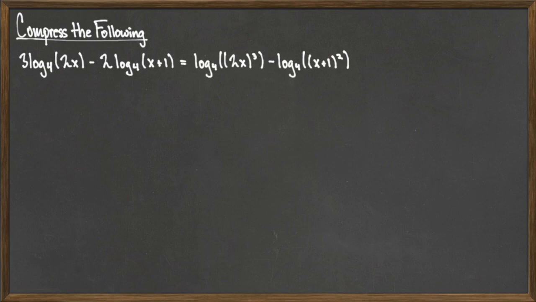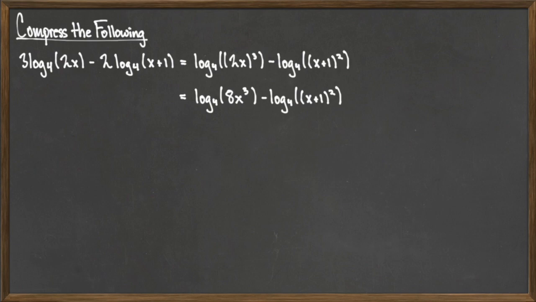This is going to give me log base 4 of 2x raised to the third minus log base 4 of x plus 1 quantity squared. Now let me simplify the terms inside. By applying those powers of 3 and 2, I'm going to get log base 4 of 8x cubed minus log base 4 of x plus 1 squared.